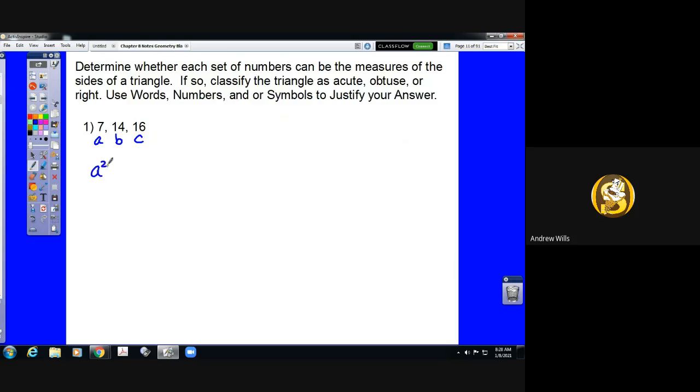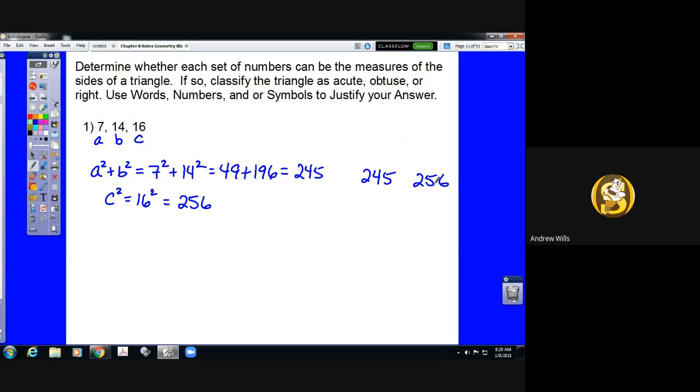So a squared plus b squared is one of the values we need to know. That is 7 squared plus 14 squared. So 49 plus 196. We would add those together. That is 245. C squared, which is 16 squared, is 256. So we ask ourselves, 245 to 256, which one is bigger?